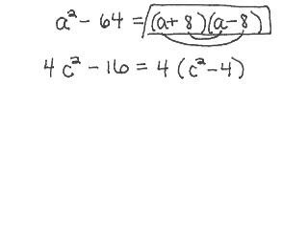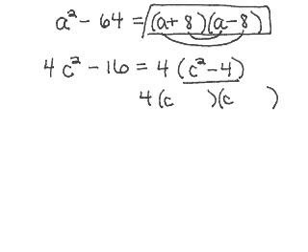Then if I just look at the c squared minus 4, I see that this right here is a difference of squares. So I'm going to bring the 4 on down, and then I'm going to factor the c squared minus 4. So factors of c squared, c and c. For the factors of 4, yeah, I could have 1 and 4, but I need to use the 2 and the 2 because it's a difference of 2 squares. So I go plus 2, minus 2, and there I have it.